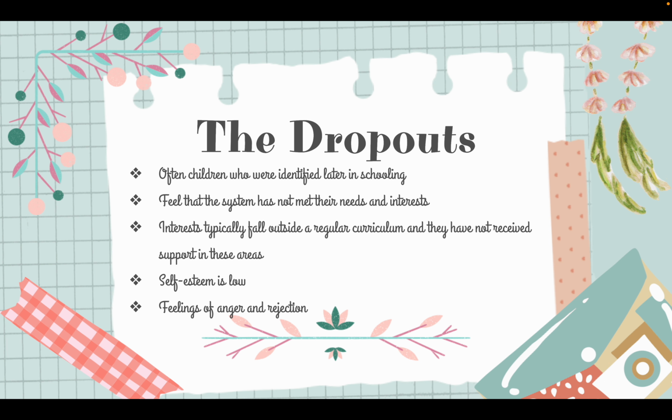The next type we have is the dropouts. These students are often children who are identified later in schooling, feel that the system has not met their needs and interests. Their interests typically fall outside a regular curriculum, and they have not received support in these areas. Their self-esteem is low, and they have feelings of anger and rejection. In the case of this profile, it is likely recommended that counseling be brought in for both the individual and the family.